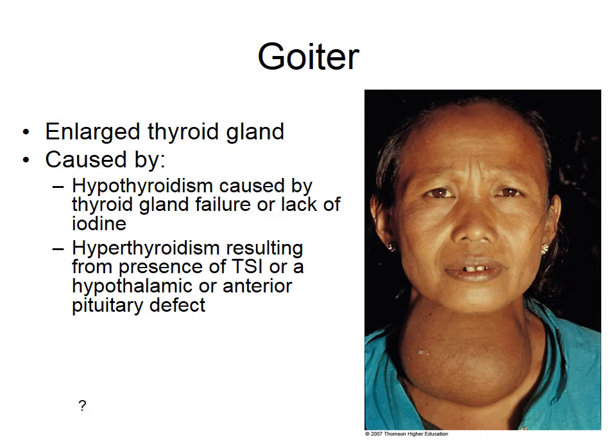Hyperthyroidism, so Graves' disease, also causes goiter formation because those thyroid-stimulating immunoglobulins, those antibodies that your B cells are producing, act like thyroid-stimulating hormone, so you produce more thyroid hormone and your thyroid increases in size.